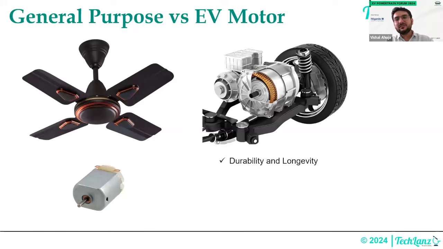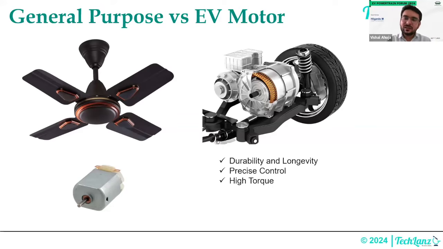You might have seen the ceiling fan or the electric toy motor, which may not last that long, but you don't expect your vehicle to break down. You want that vehicle to last for a very long period of time. Apart from that, in a fan you have a normal regulator to control the speed, or a remote control car. But you want very precise control of your motor. That also makes the EV motor different.